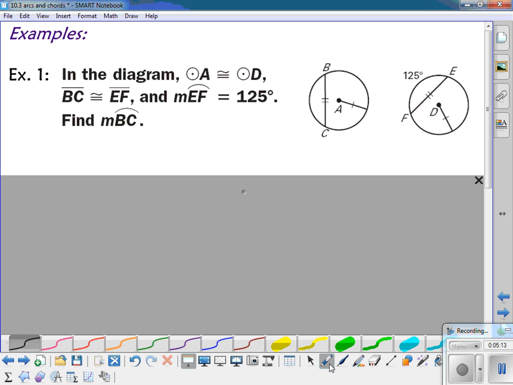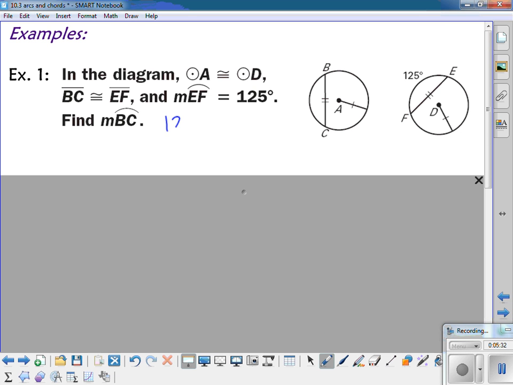So for example 1, in the diagram, circle A is congruent to circle D, and BC is congruent to EF, and the measure of arc EF is 125. Find the measure of arc BC. Well, because the chords are congruent and the circles are congruent, I know that the arc measures are also congruent, so the measure of BC is just 125 degrees as well.